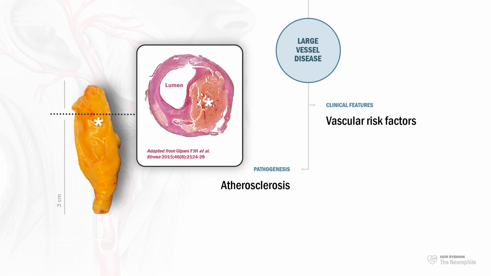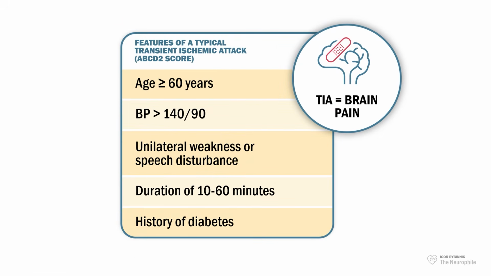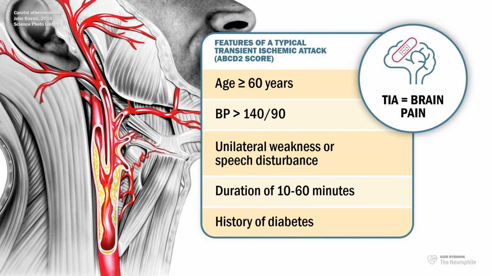Sometimes plaques warn you about their instability. Do you remember transient ischemic attacks? Of all the stroke mechanisms, it is large vessel disease that's most likely to present with transient ischemia, shortly followed by a full-blown stroke.